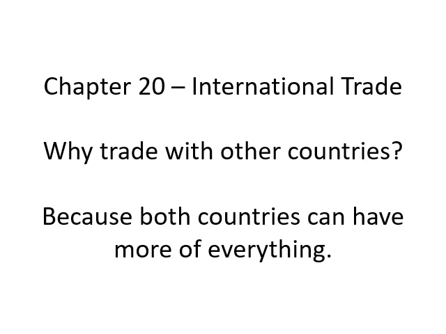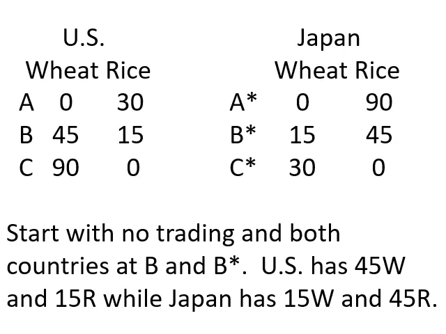So the first thing, when you're talking about international trade, meaning trade with other countries, is to answer the basic question: why trade with other countries? Why not just make everything that we want here ourselves? And the answer to that is because when countries trade with each other, both countries can have more of everything. And I'm going to illustrate that fact for you through a numerical example.